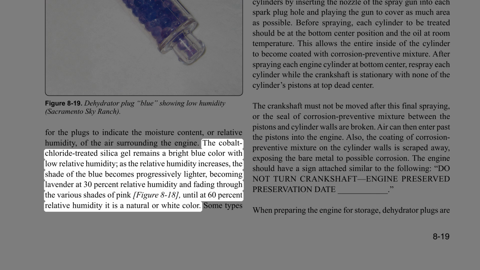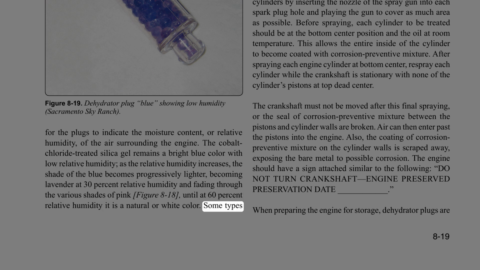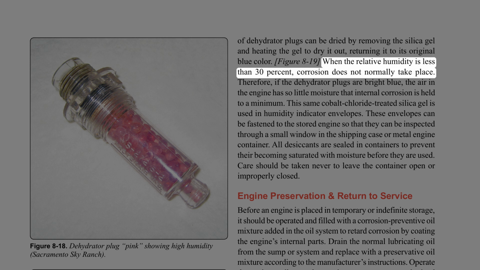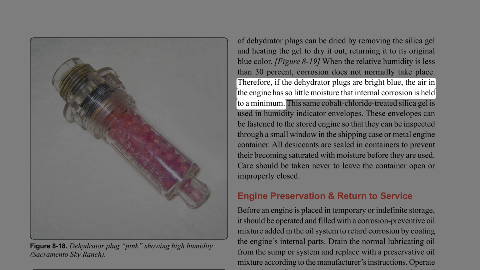As the relative humidity increases, the shade of the blue becomes progressively lighter, becoming lavender at 30% relative humidity and fading through the various shades of pink, until at 60% relative humidity it is a natural or white color. Some types of dehydrator plugs can be dried by removing the silica gel and heating the gel to dry it out, returning it to its original blue color. When the relative humidity is less than 30%, corrosion does not normally take place. Therefore, if the dehydrator plugs are bright blue, the air in the engine has so little moisture that internal corrosion is held to a minimum.